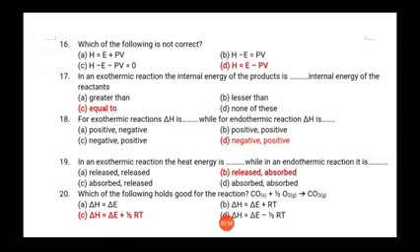So as I have told you earlier, 15 multiple choice questions I have covered in my previous video. If you have not seen my previous video, please check that. So in this session I would like to start with multiple choice question number 16. Which of the following is not correct? Options are: A, H is equal to E plus PV; B, H minus E is equal to PV; C, H minus E minus PV is equal to 0; and D, H is equal to E minus PV.